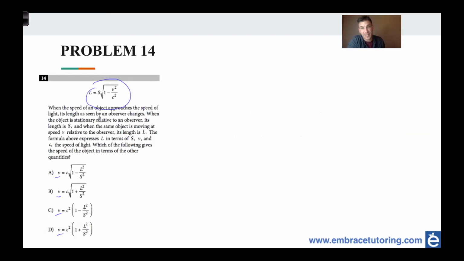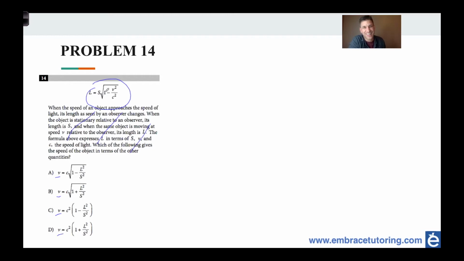So let's pretend I don't even understand what any of this is. I honestly don't even need to really read it. Sometimes I do if it's in combination with another problem, but in this instance, I'm not. I'm not even going to read it because I know what the question is asking me to do. It's asking me to take this equation here and solve for v, okay?